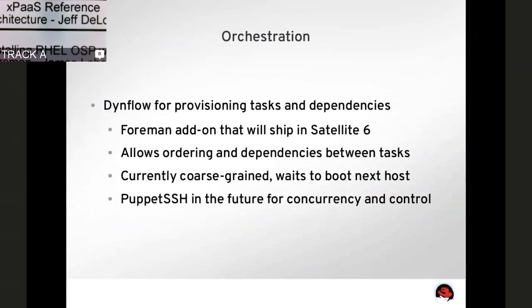In the future, they want to be able to parallelize those deployment tasks. If you were in the talk that I gave yesterday on the RHCI update and roadmap, you'll note that the ability to have cross-product deployments out of Satellite 6 for RHCI is also going to push this as a requirement. So it's something we need to do across our portfolio. And then finally, in the future, they want to use Puppet SSH for concurrency and control of those hosts.